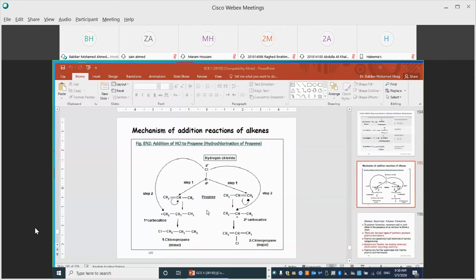And also, these two products, 1 chloropropane and 2 chloropropane, can be formed by the reaction of propane with chlorine. Okay, yes, through free radical reaction. So if we have propane and CH3, I think I will try to just very quickly do it here. So this is a very important notation.